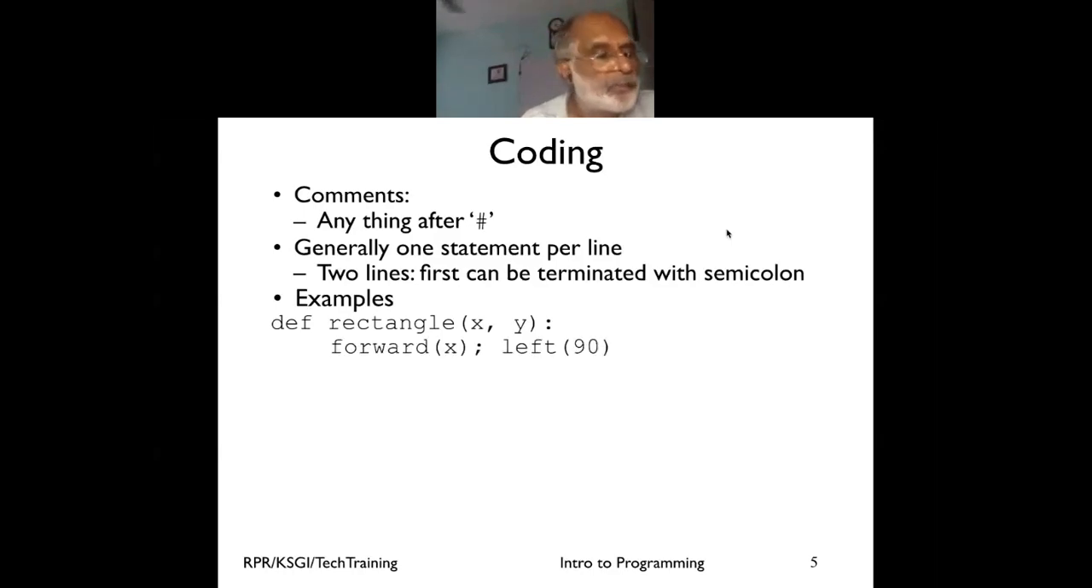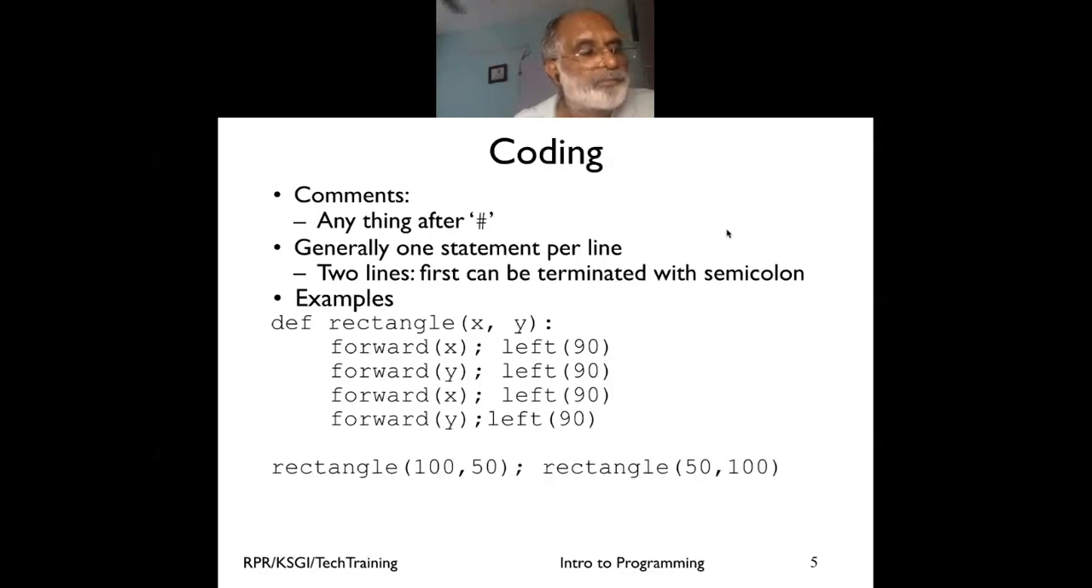In this case, I have one statement forward, another called left. So I can put a semicolon and then this will work fine. Or I can do forward and left below. So there is no statement terminator per se, or the line is a terminator. But if I want to put multiple statements on one line, I terminate the first one with a semicolon and do that job. And I can define this as my rectangle definition.